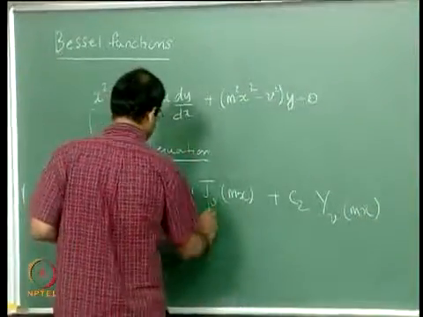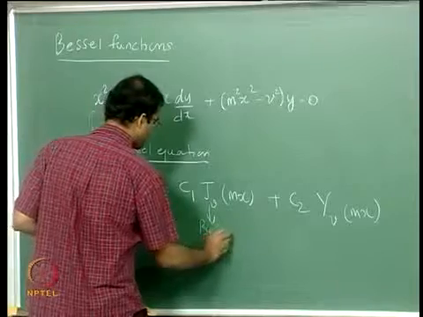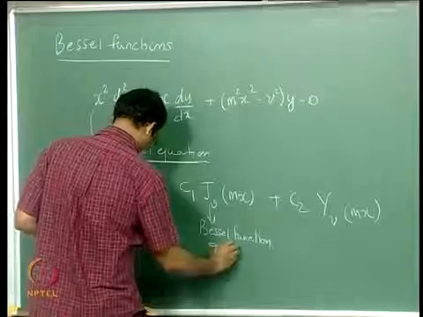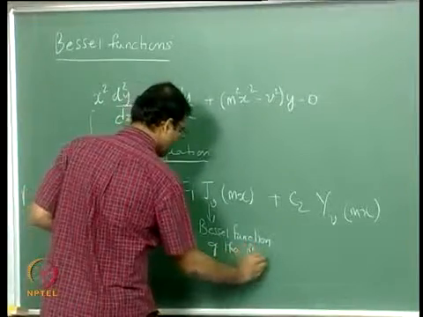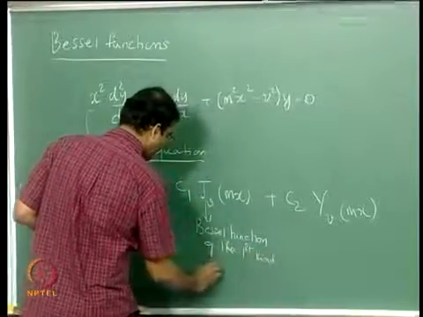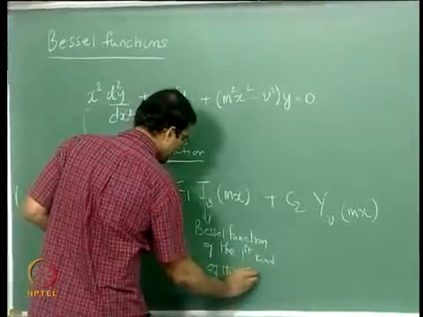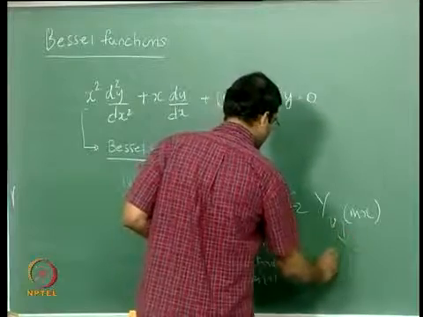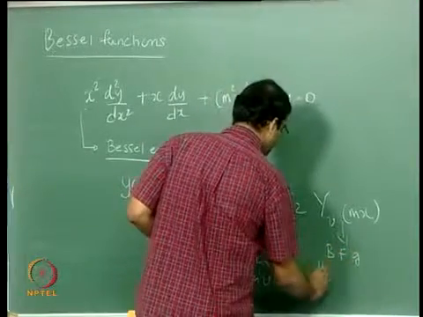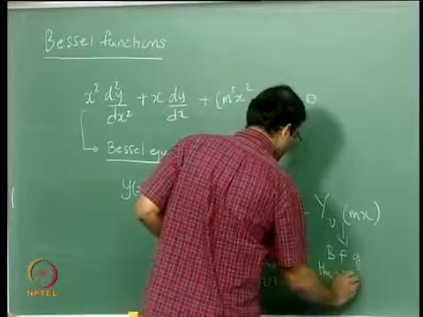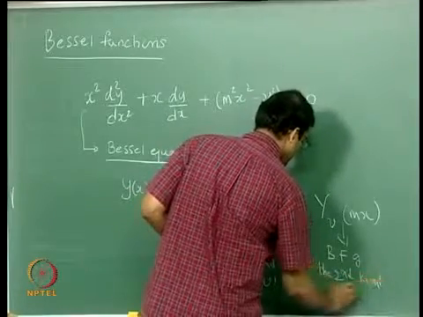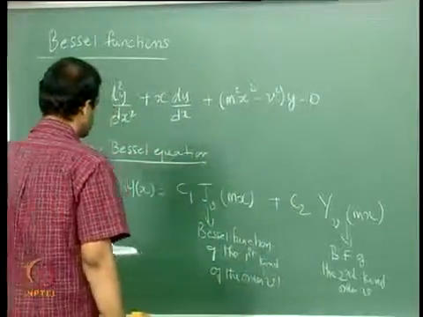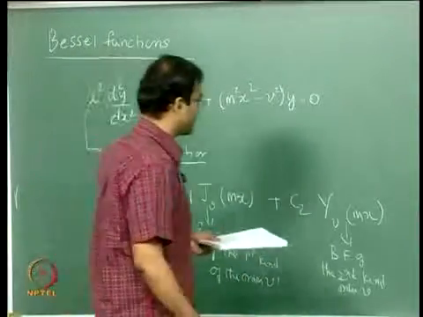Okay, so this is called the Bessel function of the first kind and of the order nu. This is the Bessel function of the second kind and order nu. Okay, so this is what there is to say for a Bessel function.